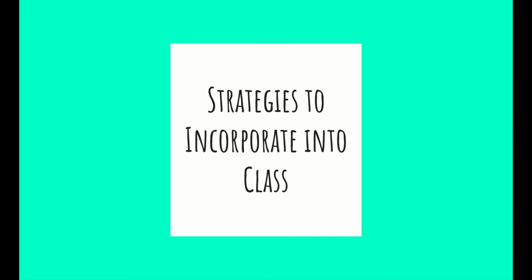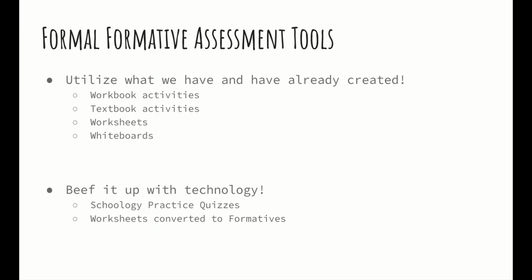So, throughout the course, I was looking at some strategies on how we can incorporate formative assessment into class. Let's take a look at some of those. We have formal formative assessment tools that we can use. Some of them we already have created as a department. We have a pre-made workbook that students are assigned, a textbook that they're assigned. We have so many worksheets. And then we also have whiteboards in our desks. We have new flexible seating with drawers that can hold a whiteboard, a marker, and eraser. And so we can utilize all these things on a regular basis to take the pulse of where students are.